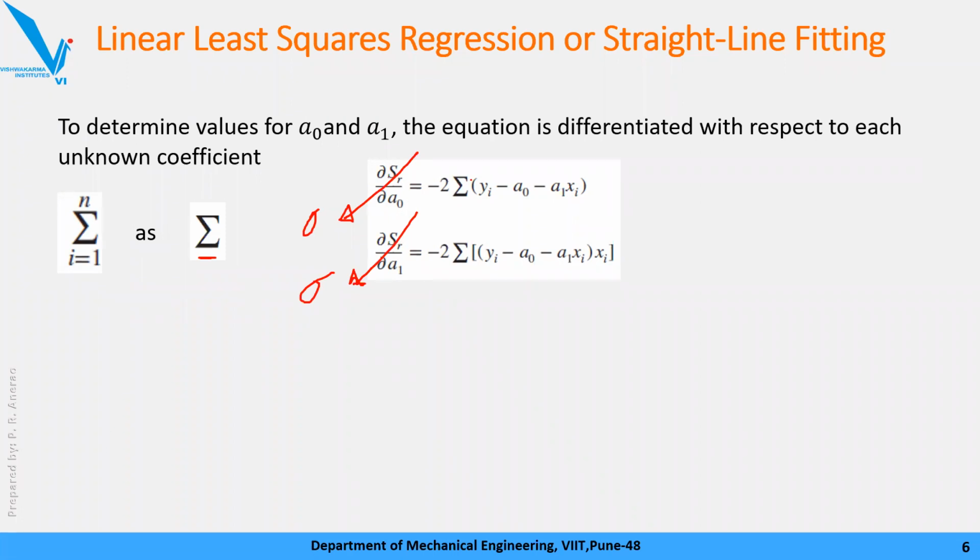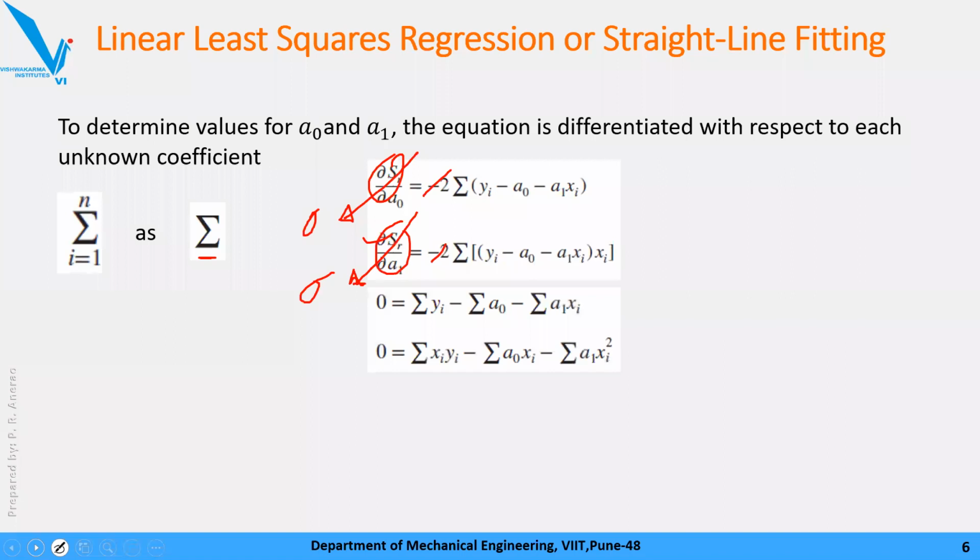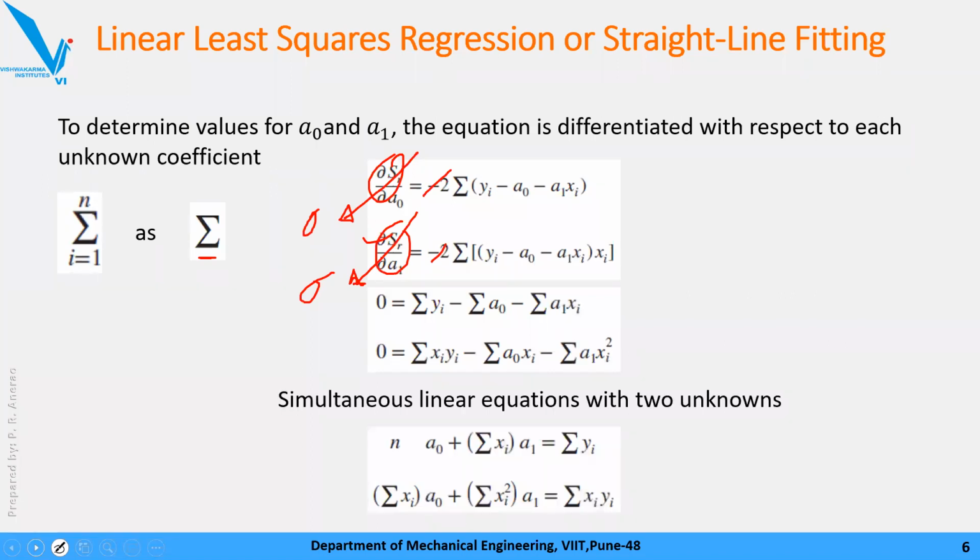Okay, now here if you look at, if this is 0 on the left hand side, this -2 will get canceled, that will also become 0. And what we have is the sum of y of i minus a0 minus a1 into x1. Let me write it in a simplified format. Okay, we call it a normal equation.